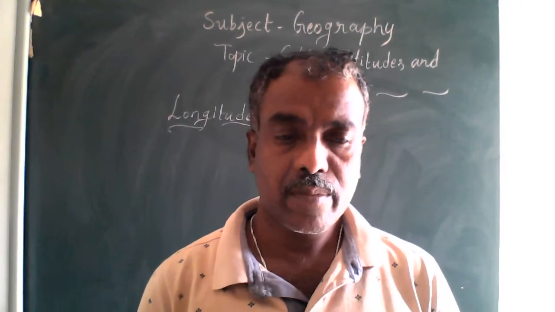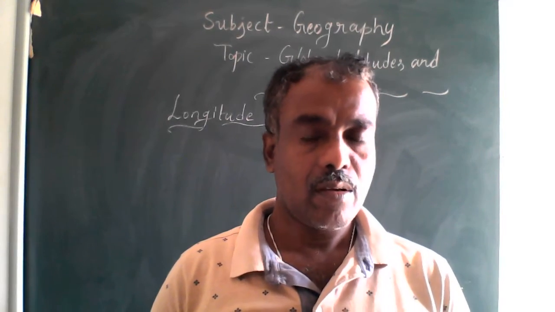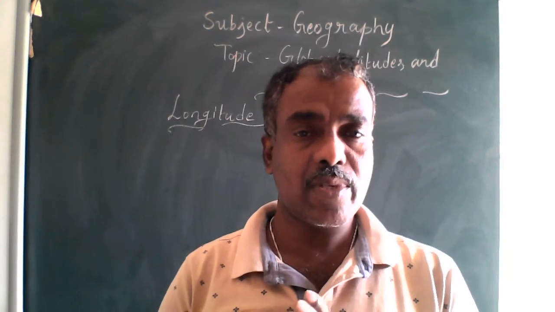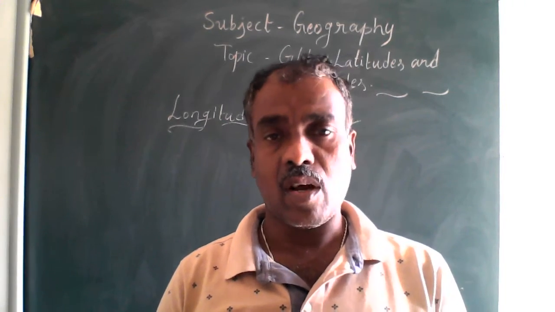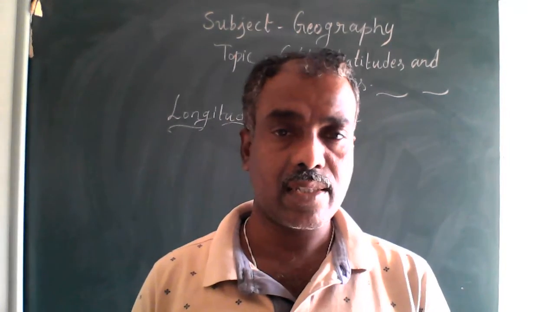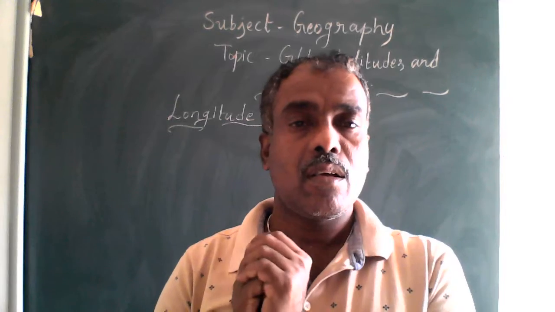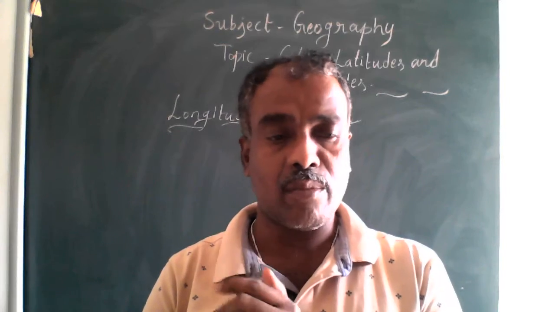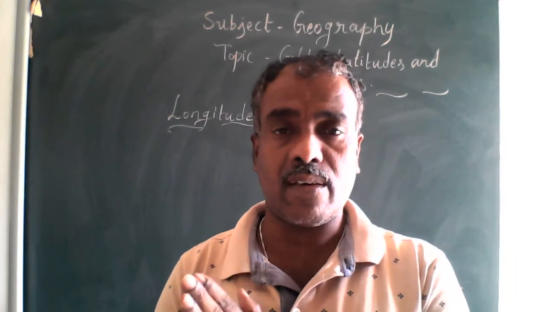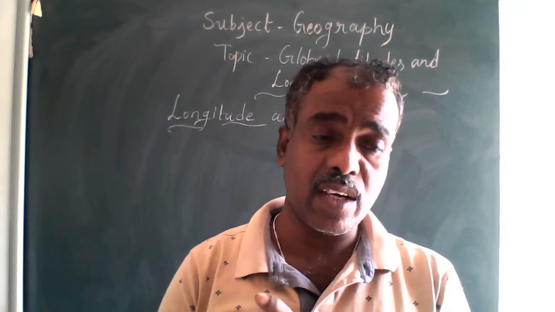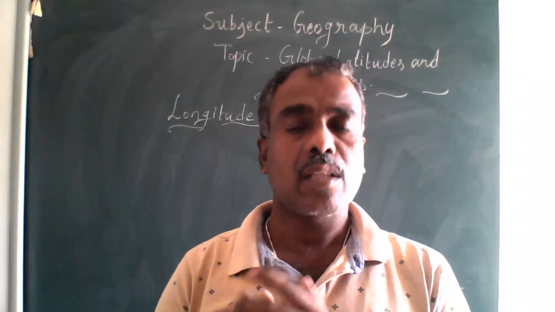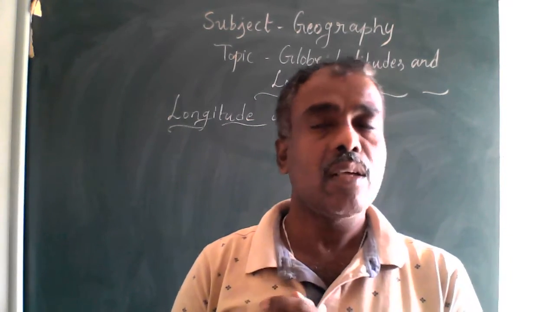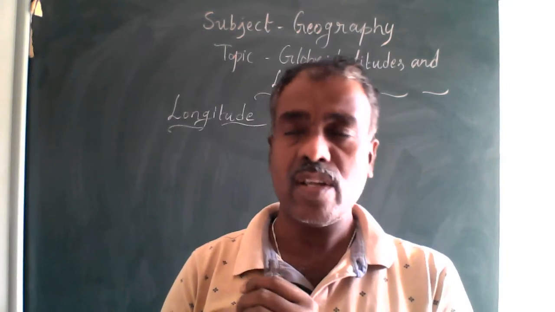Good afternoon, everyone. Last class we discussed the important imaginary lines, especially those categorized as horizontal lines and vertical lines. So we learned about latitudes and longitudes, and also the different heat zones of the earth. According to that, the whole earth is divided into different zones, especially the torrid zone, temperate zone and frigid zone.